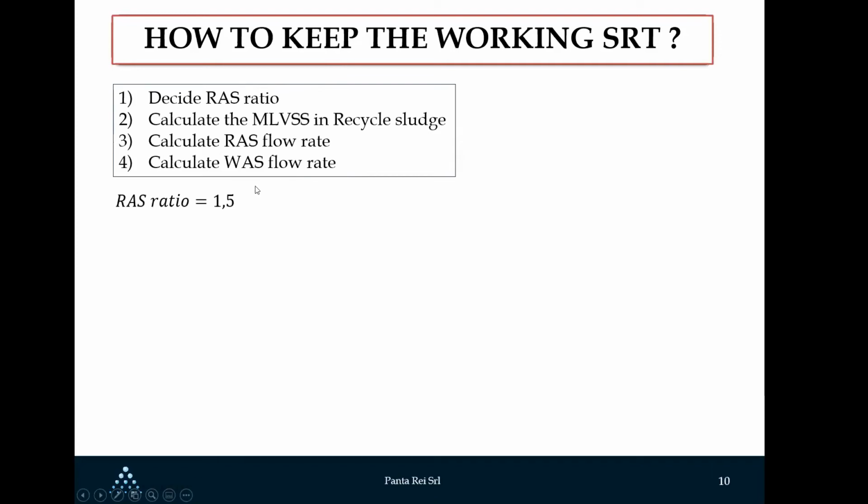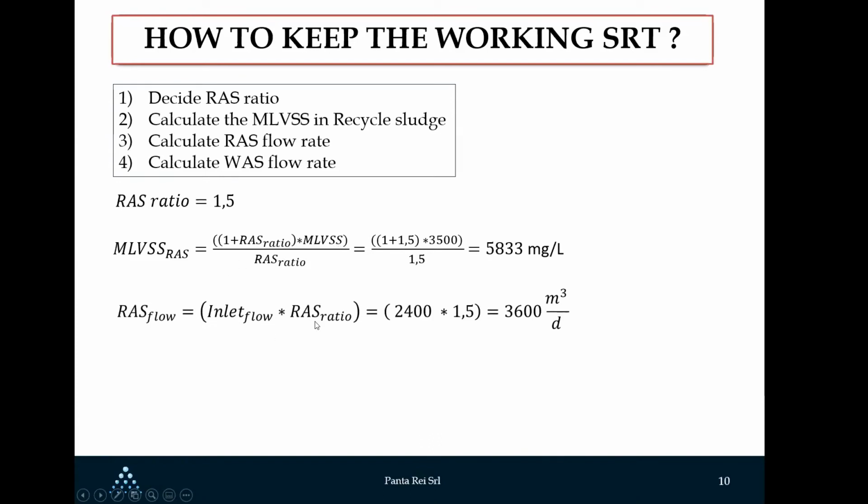If we consider a RAS ratio of 1.5, we can calculate using this formula. Of course, you can also carry out a laboratory test by taking a sample. So we can calculate the MLVSS in the recycled sludge, just having the recycled sludge ratio and the concentration of MLVSS in the oxidation tank. After that, we can calculate the recycled sludge flow.